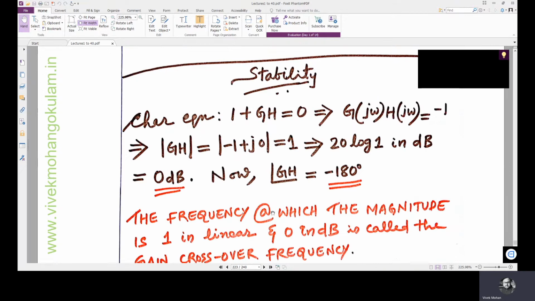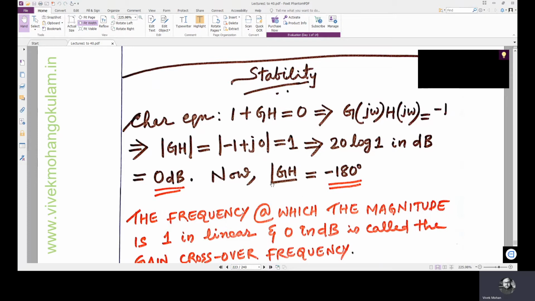Now let's move on to stability and the concept of gain margin and phase margin through polar plot. We know the characteristic equation is 1 plus GH equals 0, which implies G of j omega into H of j omega equals minus 1. That is, the magnitude is 1. The magnitude of the open loop transfer function is 1. So in terms of decibels, we get it as 20 log 1, which is 0, beyond which the system is unstable. Now, what about angle of GH? Angle of GH is minus 180 degree because GH is minus 1 plus j0. So angle of GH is minus 180 degree.